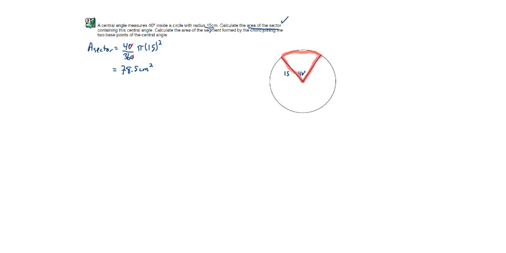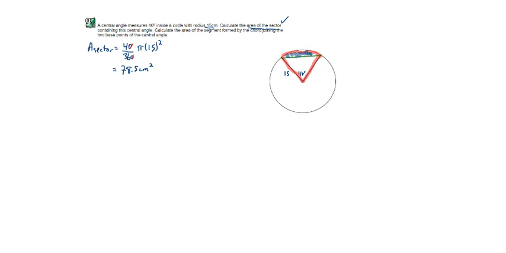And now we need to calculate the area of the segment formed by the chord joining the two base points of the central angle. So that chord, let's see if I can draw the chord in here. Maybe do it in green. That chord looks like this. And when we calculate the area of the segment, I'll highlight that in a different color. So that's this area right in here.